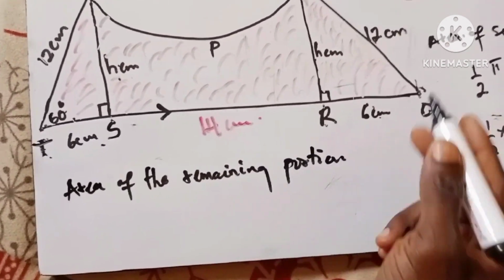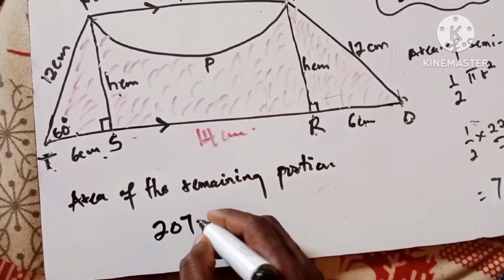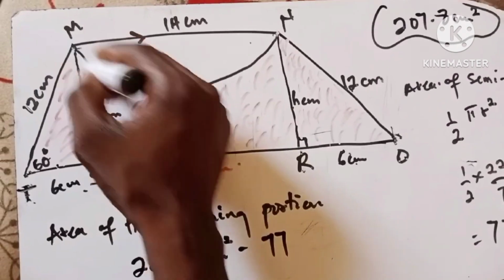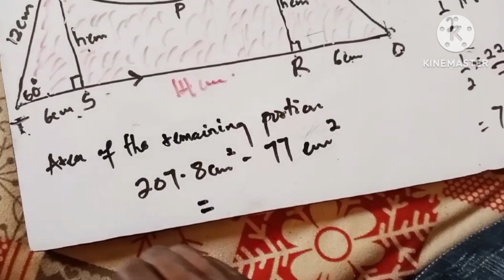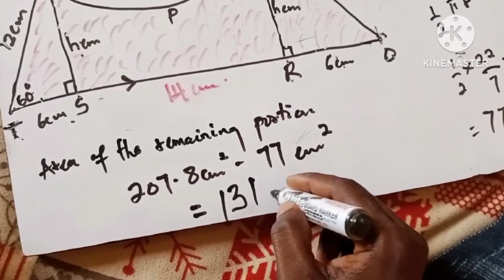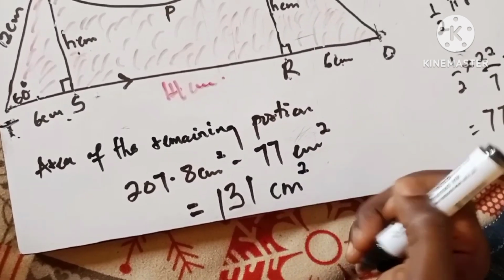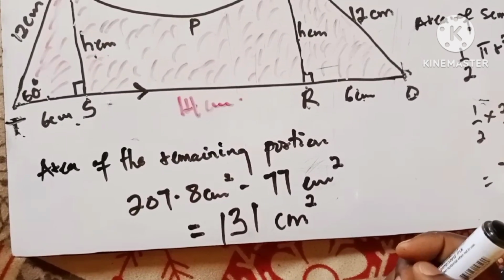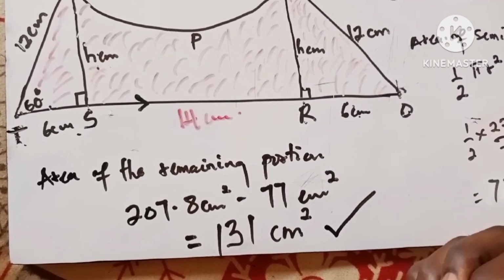The remaining portion is going to be the entire area of the trapezium, that's 207.8 centimeters squared, minus the 77 square centimeters, which is the semicircle here. Remember the question says to the nearest square centimeter, right? So in this result I have, that's the 1 squared centimeters. Is that okay? So this will be the area of the remaining portion.